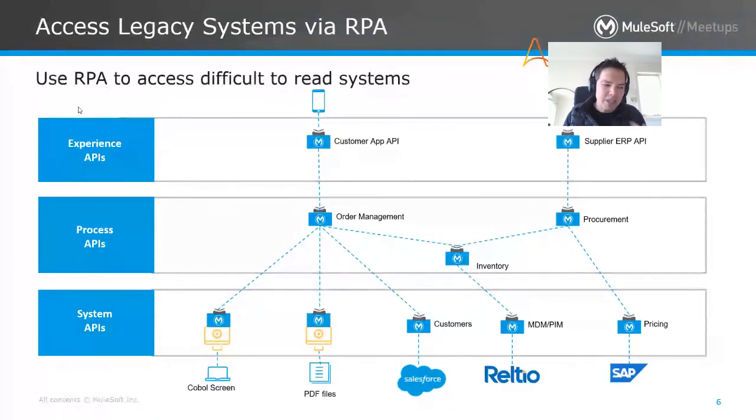Again, a bit of care needs to be taken around concerns like throughput and transaction volume, but it's something to think about. And at a point in time, say the PDF files repository might be replaced by a modern content management application, where you can swap out that bot for a Mulesoft system API.